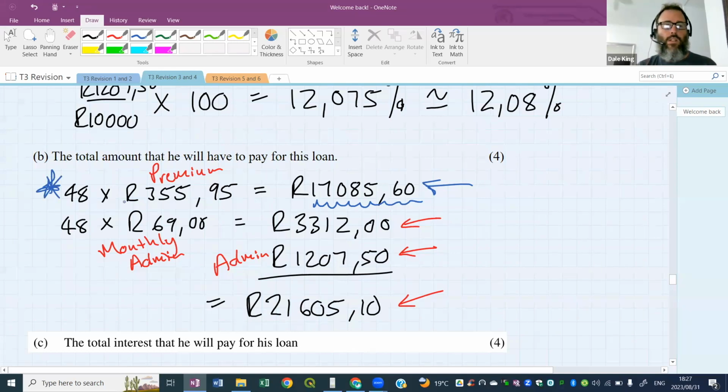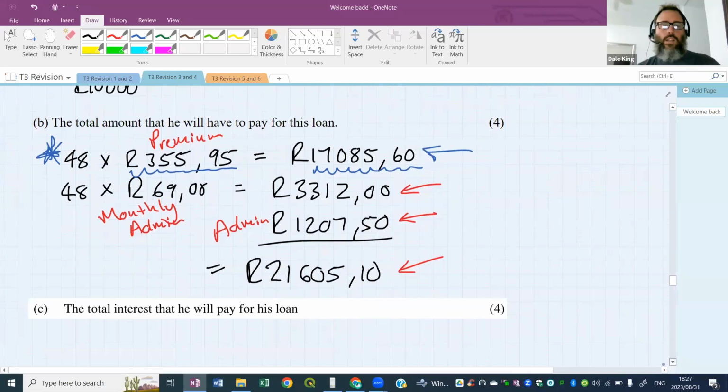That's where the interest is. It's in the 355 Rand 95, which multiplied by 48 is now 17,085 Rand. I hope you guys all understand that. Yes. So we just need to subtract the two, which is nice and easy.